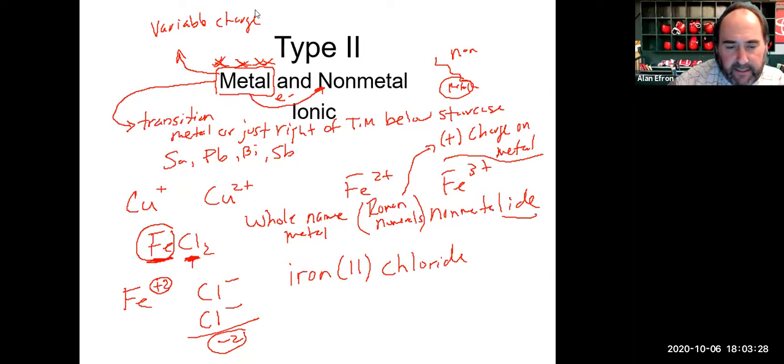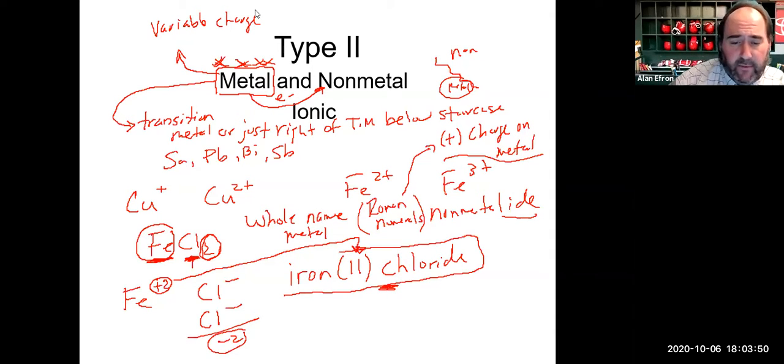So again, a couple of things about that. That Roman numeral 2 is the charge on our iron. That's where it comes from. And same thing as in type 1, even though there's two of these guys here, no prefix or anything here. It is just chloride on the back end of the name. And the whole point of naming is to tell people what you're talking about.